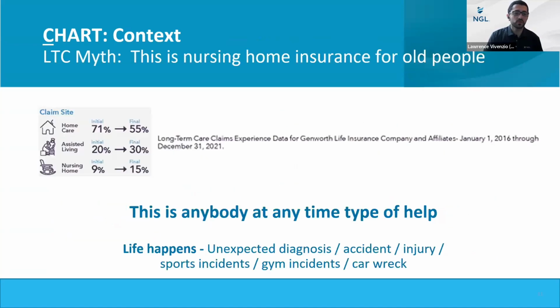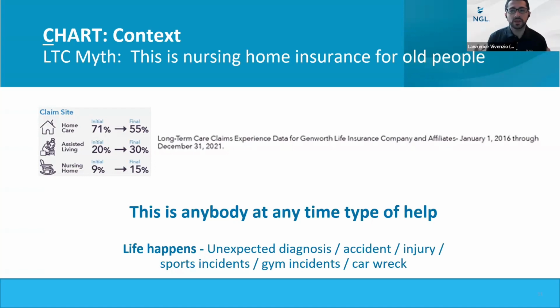So let's talk about some numbers real quick. Here's the myth, right? People think old folks in a nursing home. Well, the reality, and these numbers on the screen are from a 5-year block of claims from a carrier that has one of the largest claims blocks in the industry, and they released this study. 91% of claims started outside of a nursing home, and 85% of them ended there.